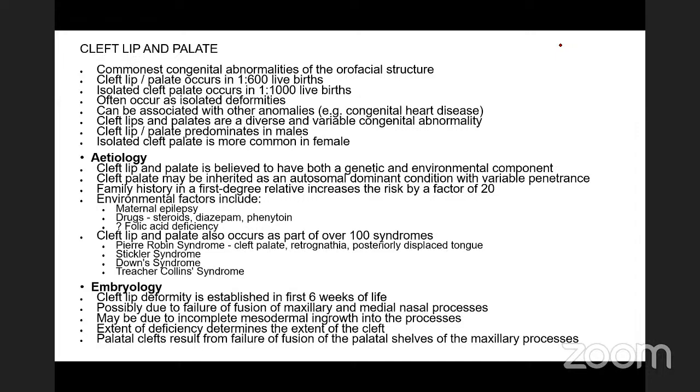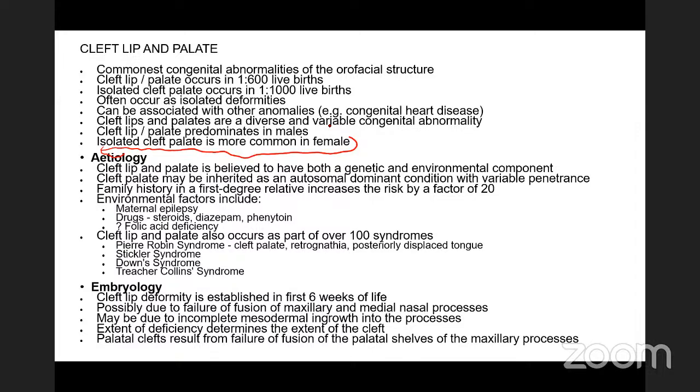Cleft lip and palate are of diverse and variable congenital anomalies. Cleft lip and palate predominate in males. Isolated cleft palate is more common in females. This one is only cleft palate, that is commoner in female, that is isolated cleft palate. But cleft lip and palate is predominantly seen in males, okay?